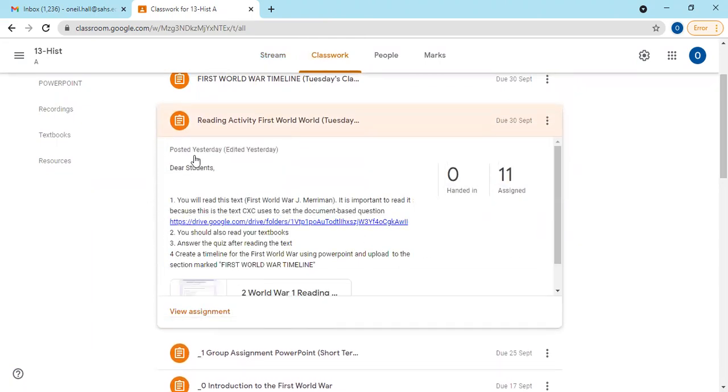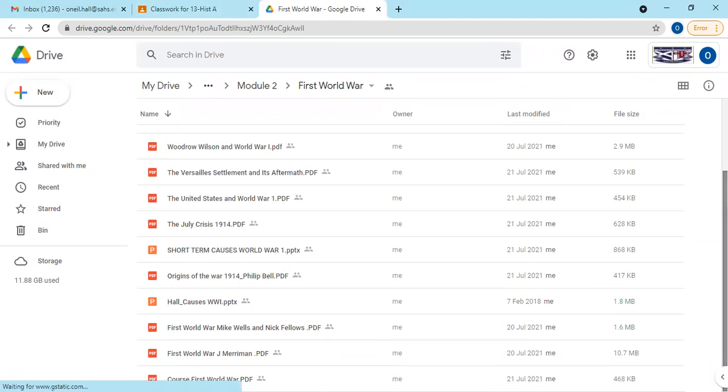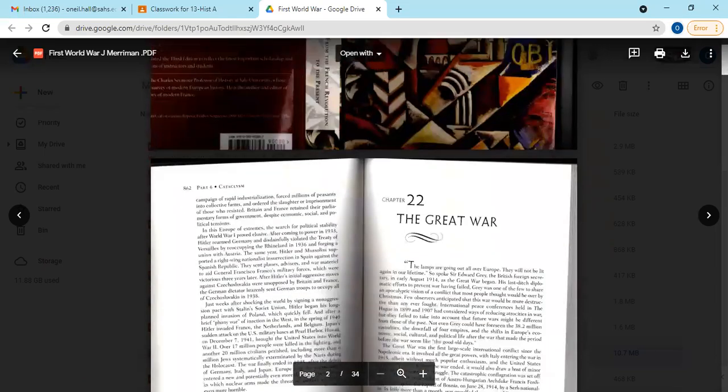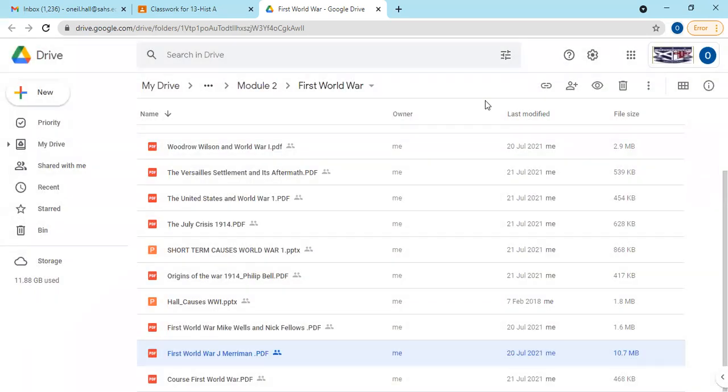The next thing, which is the major thing that you have to do on Tuesday, is that you're going to read the text, First World War by J. Merriman. This is a very important text to read because this is where they give you the document-based questions from. You're going to click this link, and you're going to see quite a lot of materials on the First World War. Go to First World War, J. Merriman, click, and read this chapter. Read the chapter, make the notes. I know some of it is not so clear, but go through the entire chapter, read it, make notes on Tuesday.